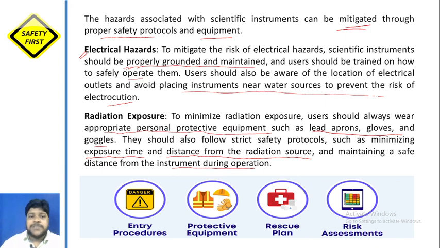There are a few steps while mitigating these risks. When we are entering a lab, the proper entry procedure should be followed. Protective equipment should be there. There should be a rescue plan. If there is a problem, there should be a plan for how to handle it, and risk assessments. So all these are different points to deal with when we are trying to mitigate the hazards associated with scientific instruments.